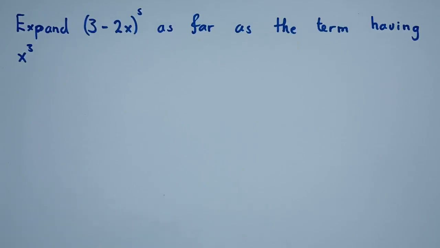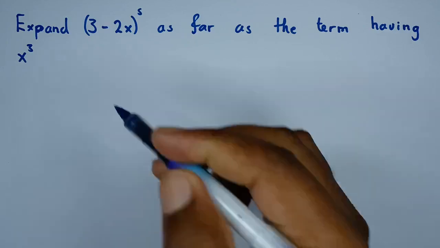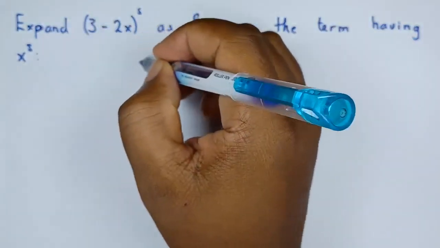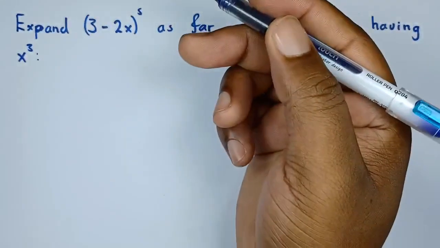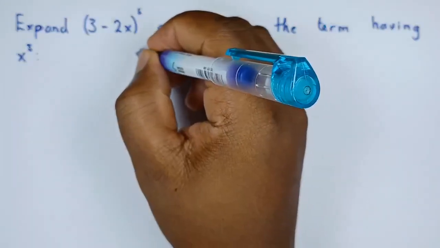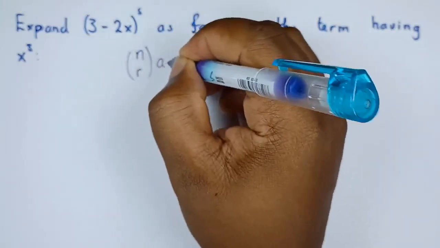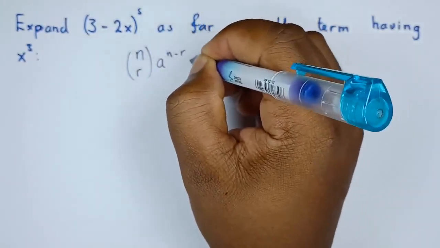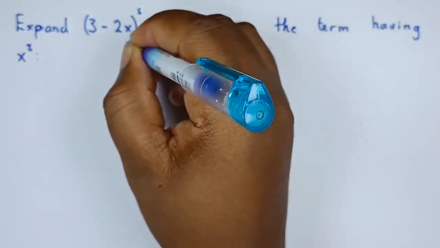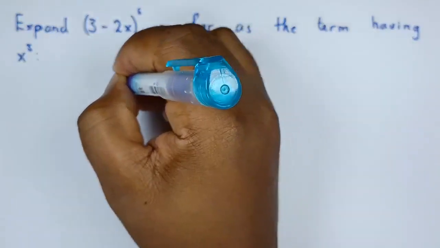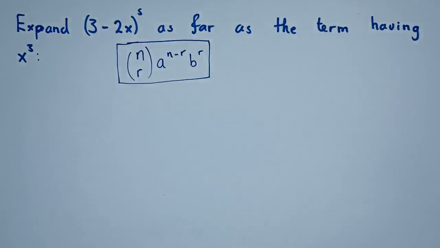Expand (3 minus 2x) to the power 5 as far as the term having x cubed. First of all, we need to know the binomial theorem formula. If you want a specific term, we use this one, which is n combined r, a to the power n minus r, b to the power r. This is what we're going to be using for each specific term.